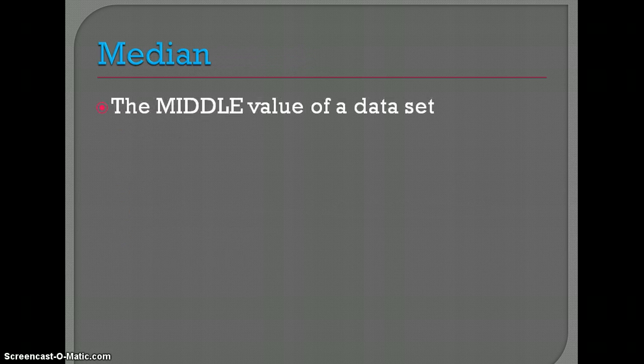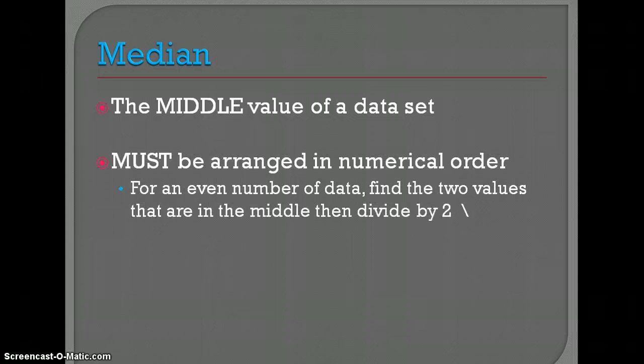Median. Median is the middle value of a data set. It must be arranged in numerical order before you can find the median. For an even number of data in a data set, you find the two values that are in the middle, then you divide by 2.